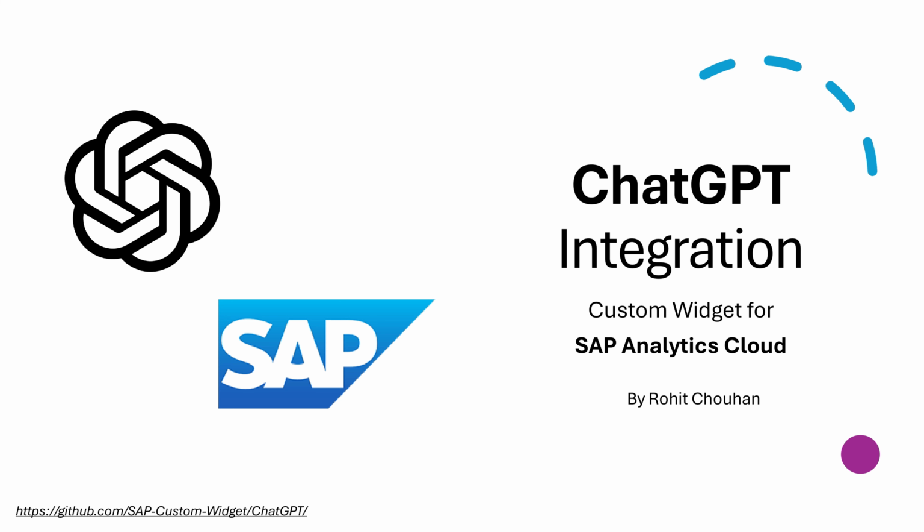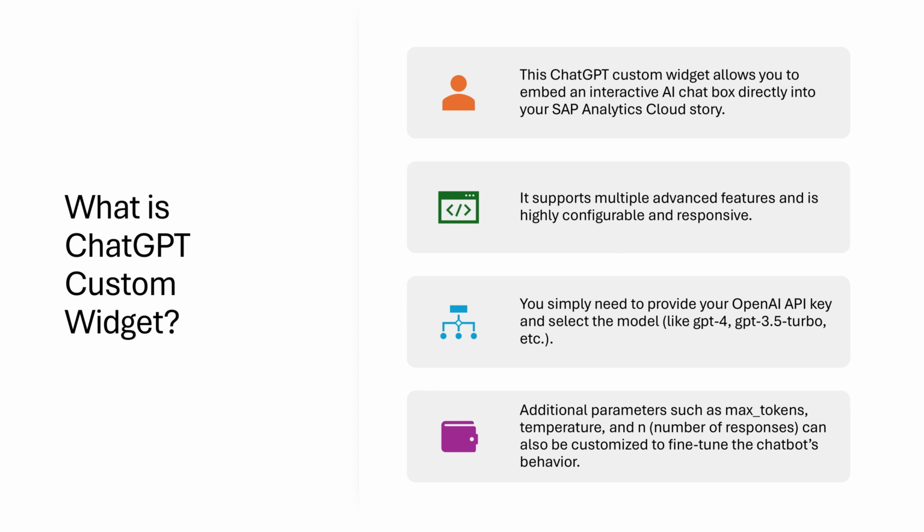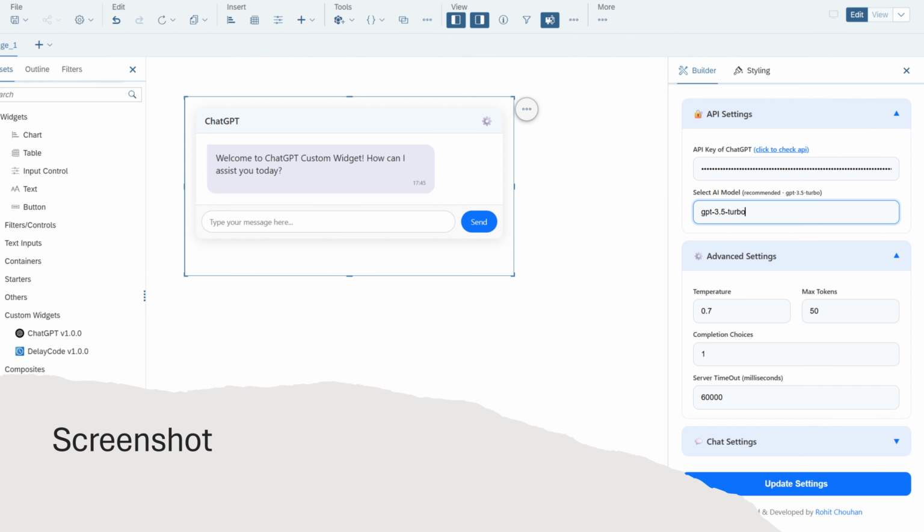So in this video, I'm going to show you how to use the ChatGPT widget in SAC and how to configure it. So let's get started. First, let's talk about what the ChatGPT Custom Widget is. This custom widget is for SAP Analytics Cloud, which gives you the power to use a ChatGPT chat box in your SAP Analytics Cloud with many features. And this is a screenshot of how it looks.